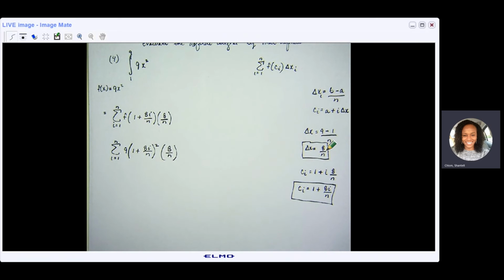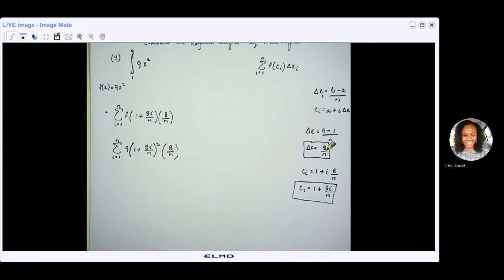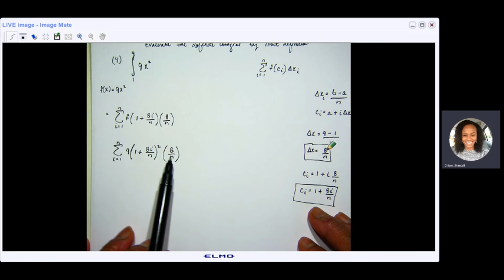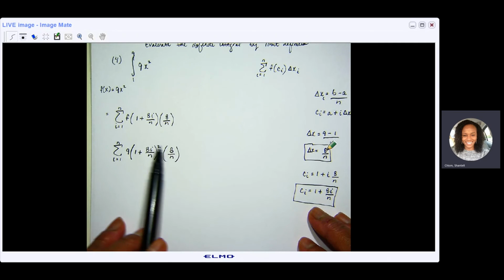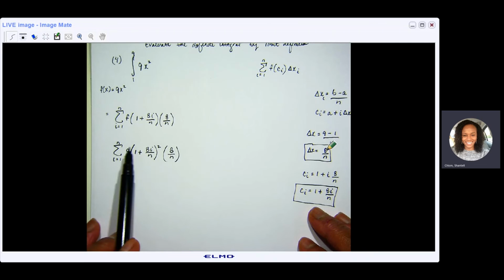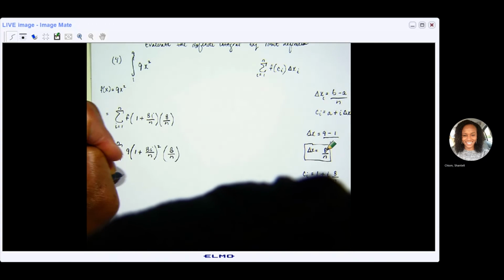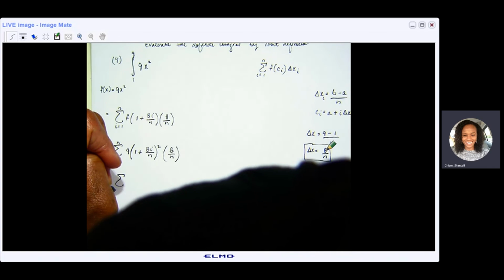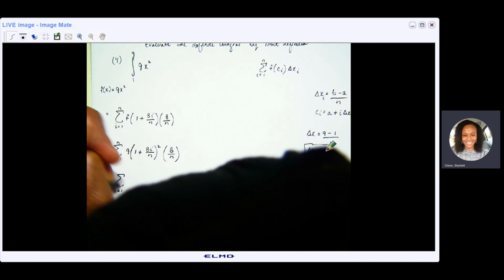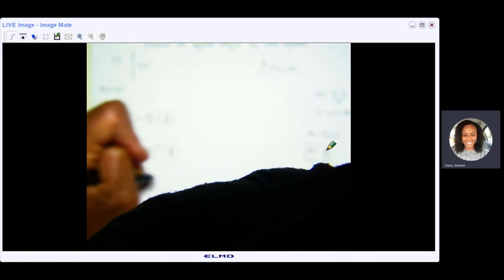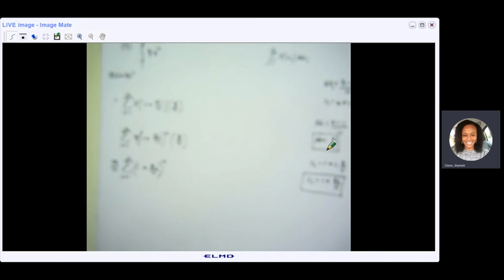And so at this point, we, of course, have to really clean this up. So first thing I'm going to do is take this 9 and this 8 over n and just make that 72. 9 times 8, 72 over n. I'm going to pull it out front. And then I still have this sum from 1 to n of 1 plus 8i over n, squared. Okay?